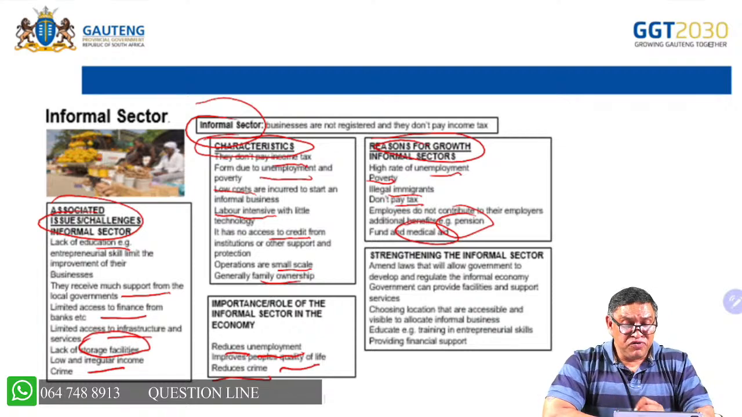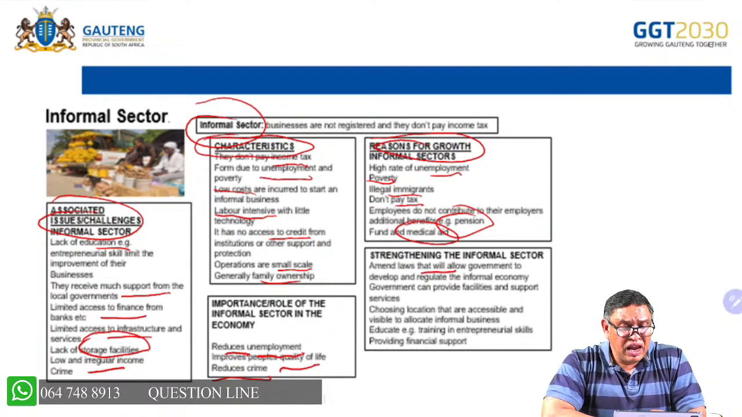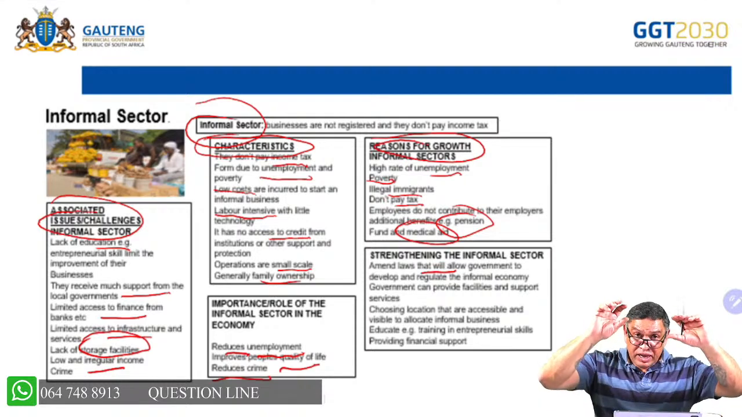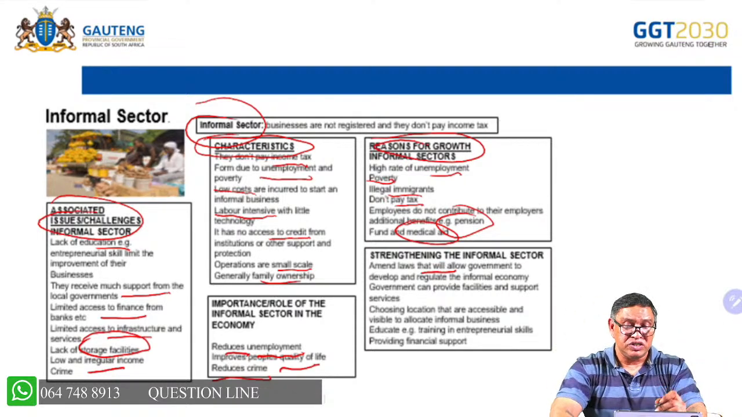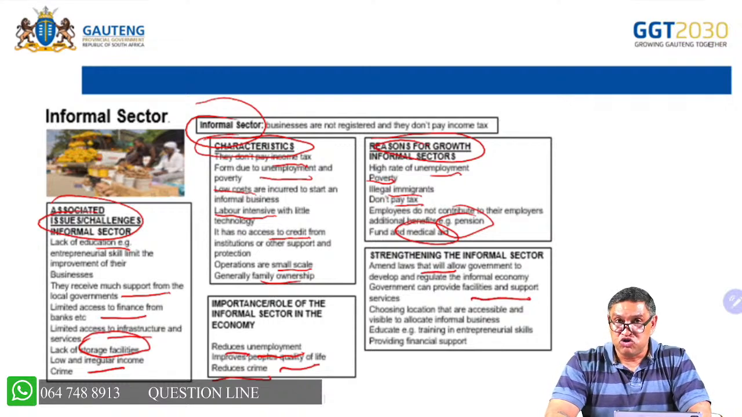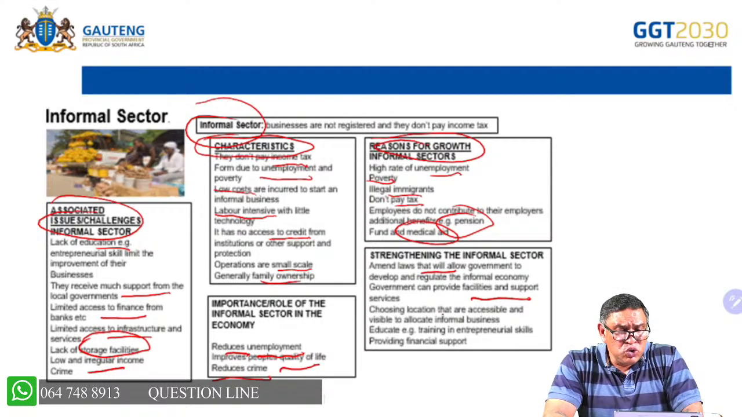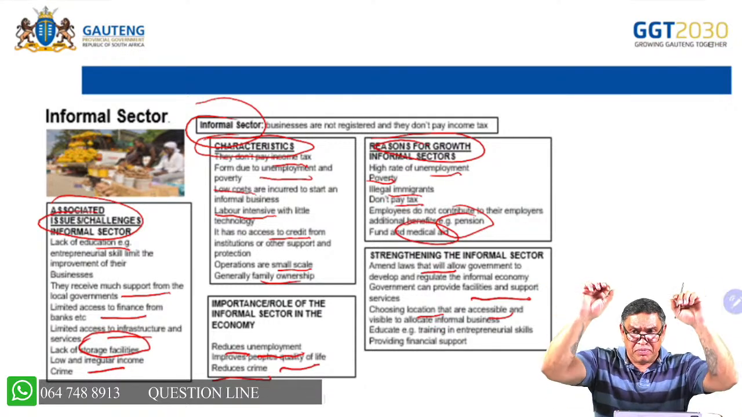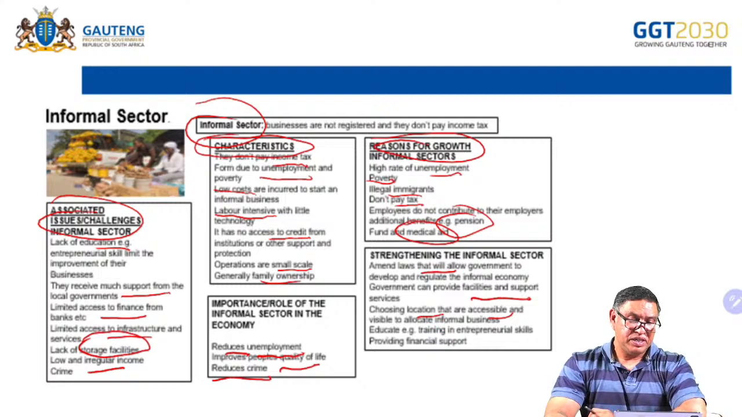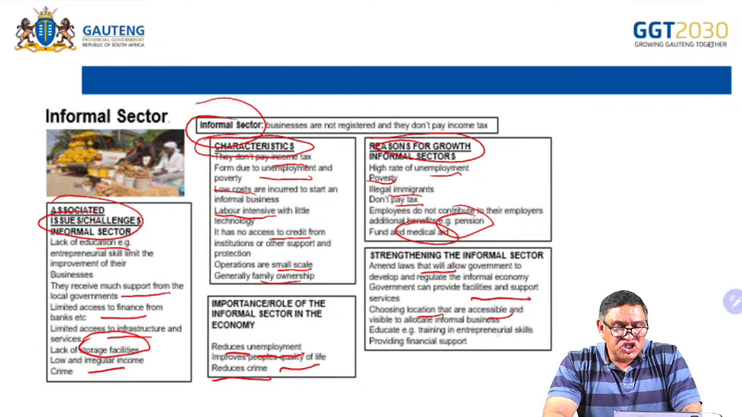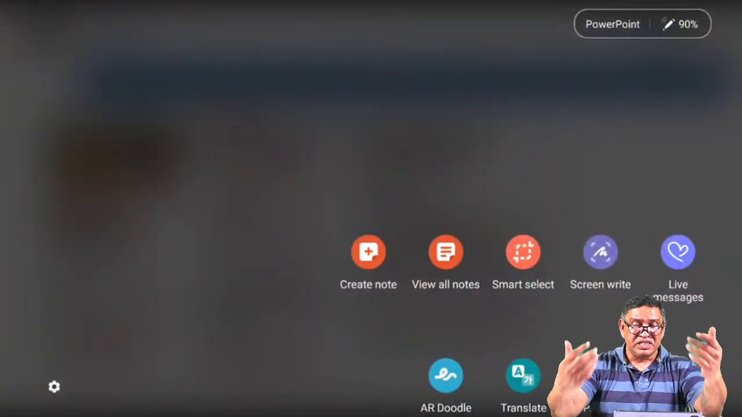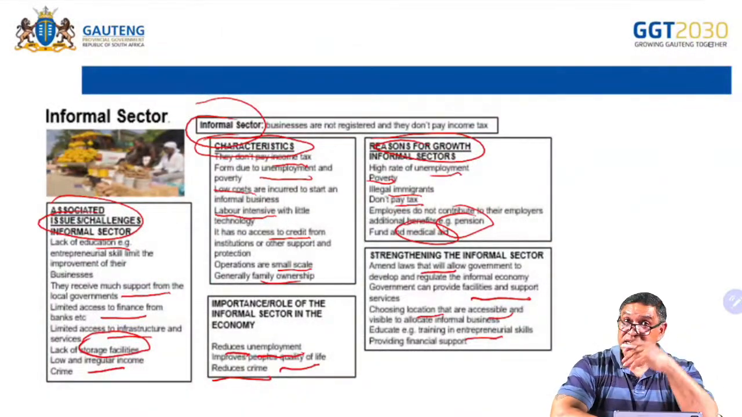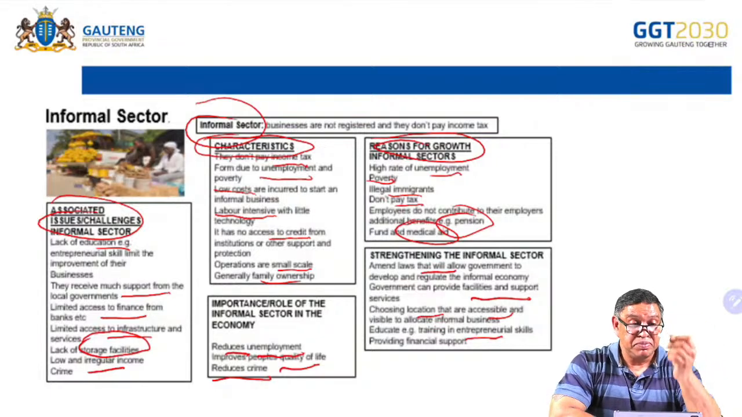Strengthening of the informal sector: make laws that allow government to regulate the informal sector. You understand? Where they can now have better conditions, health conditions, provide facilities like storage facilities, choosing locations that are accessible, build structures for them, stalls, but in places that are accessible. Educate them, train them in entrepreneurial skills, business skills, and all those things that can actually help them develop a better business.